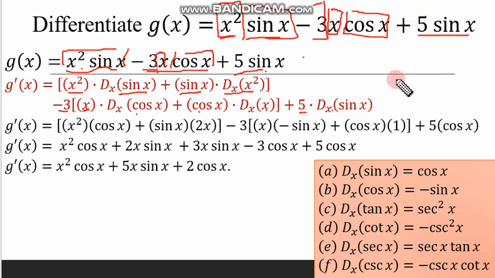Okay, let's solve. x squared times the derivative of sine x, which is cosine x, plus the sine x times the derivative of x squared, according to the power rule, that's 2x. Minus the constant 3 times x times the derivative of cosine x, according to our table, negative sine x, and then plus the cosine x times the derivative of x, which is 1, plus 5 times the derivative of sine x, again cosine x.